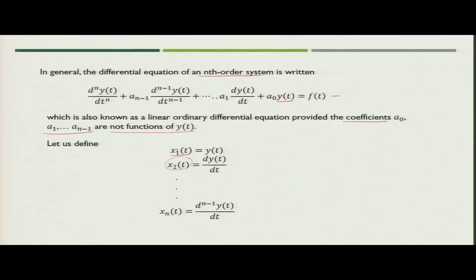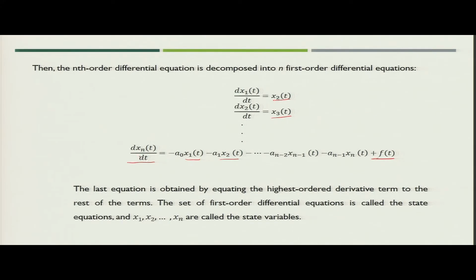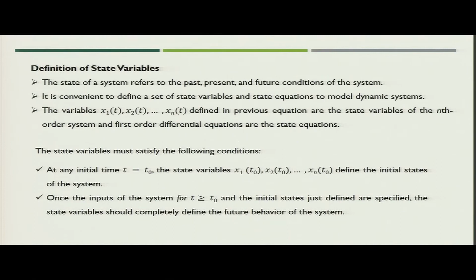So, whatever we have considered as new variables, we have put them into this particular equation, and when we simplify we can write dxn(t)/dt as the summation of other components. The last equation which we obtain is received by equating the highest order derivative term to the rest of the terms. So, the set of first order equations which we get, in that the variables which you have defined like x1, x2 to xn, we call them state variables.